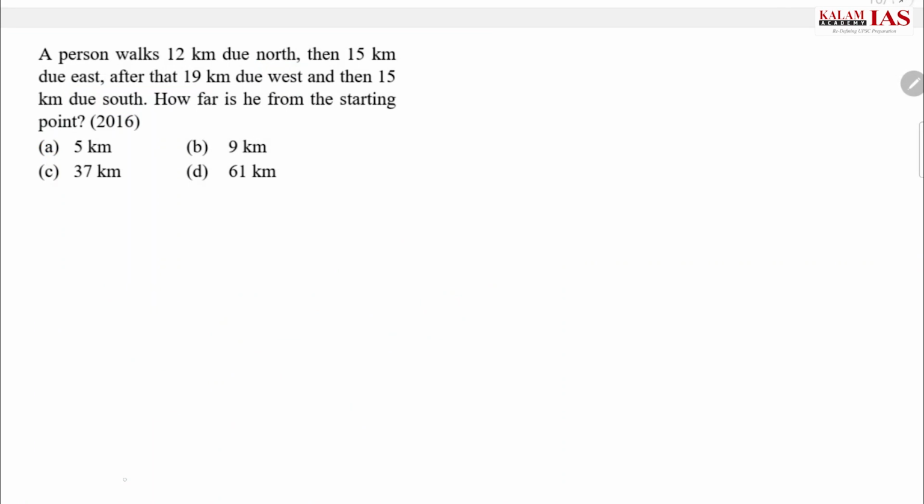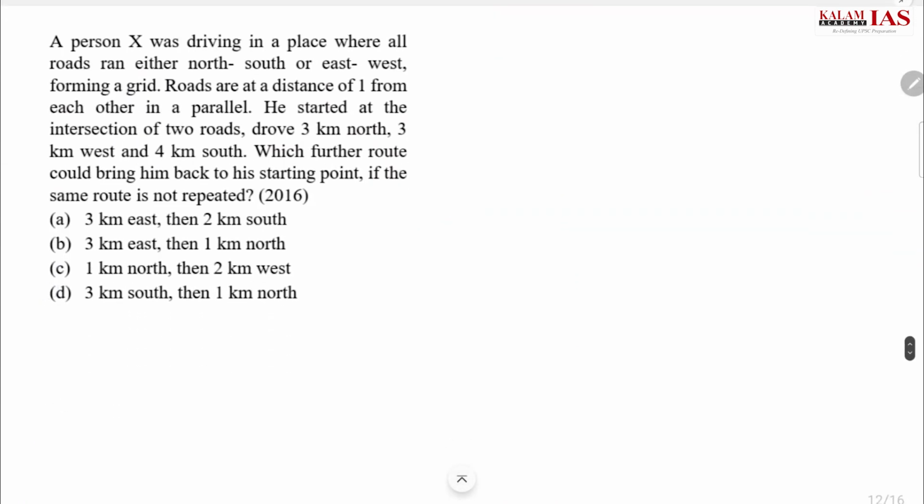Moving on to the next question. You have another 1 minute. This is a very interesting question. This will take some time. Just do proper plotting of the grids and then you can easily arrive at the answer. You have 2 minutes for this question.